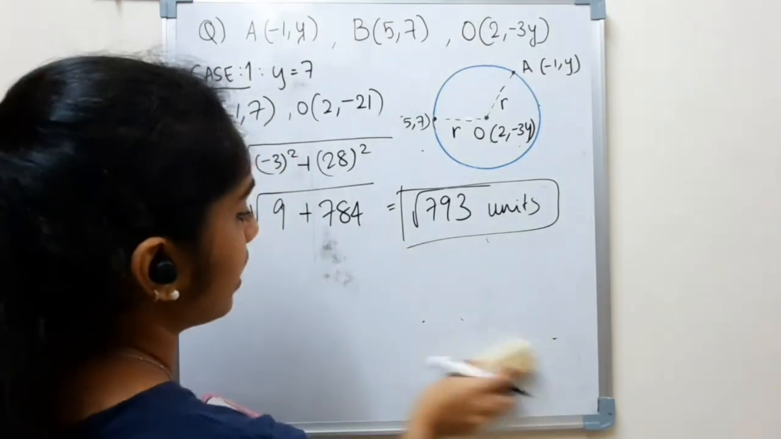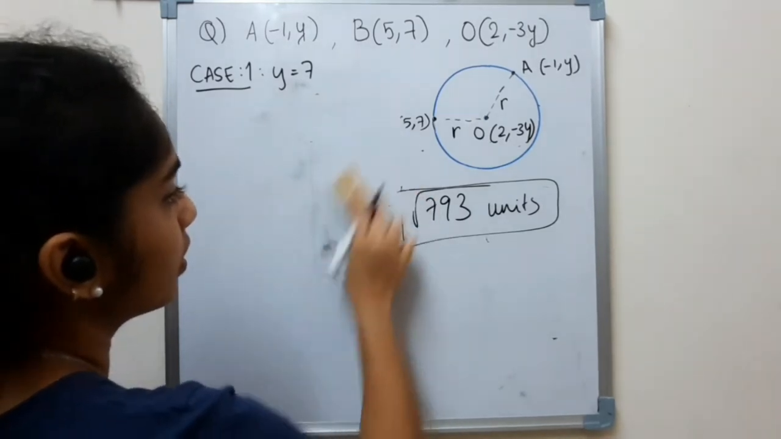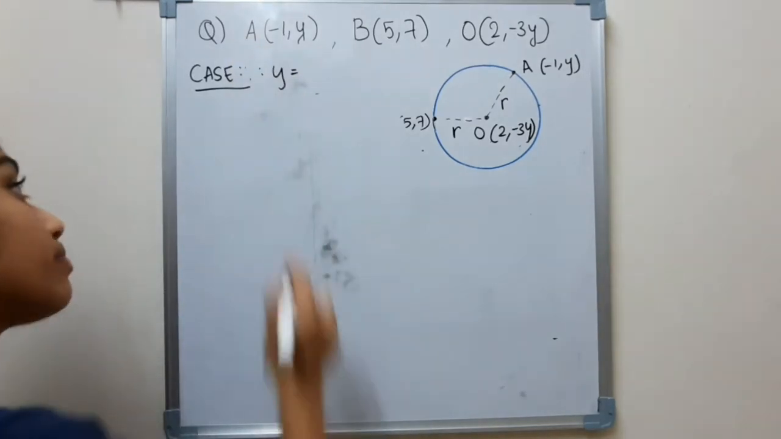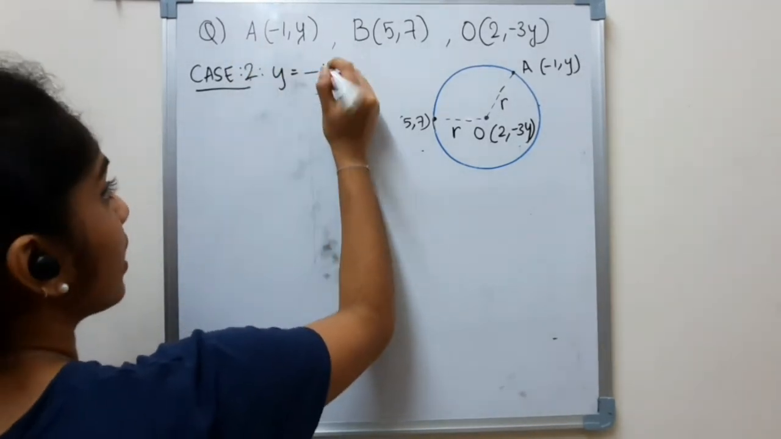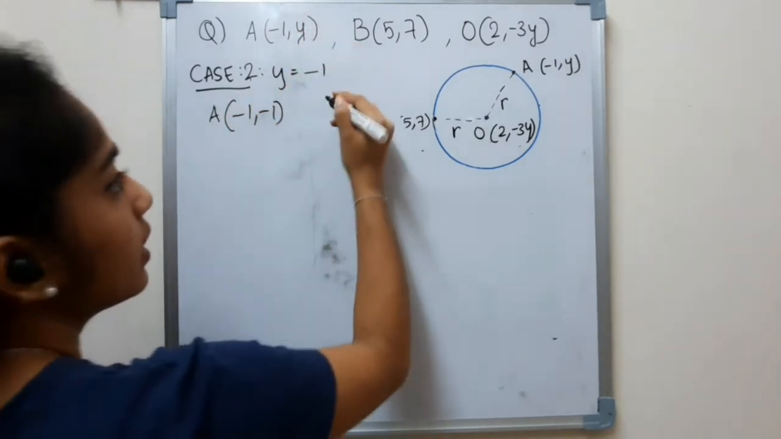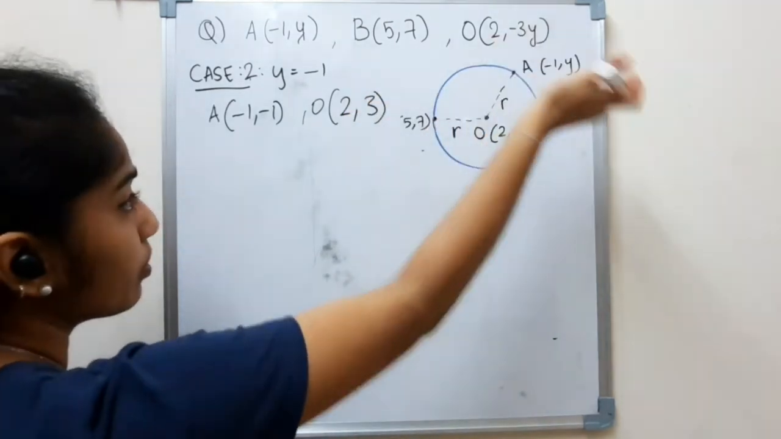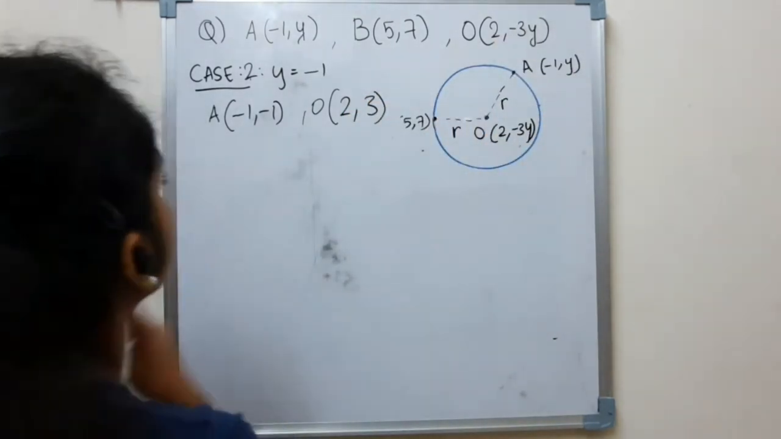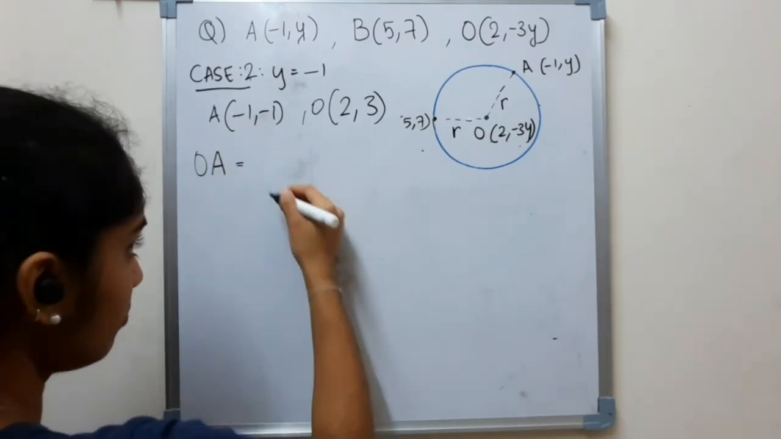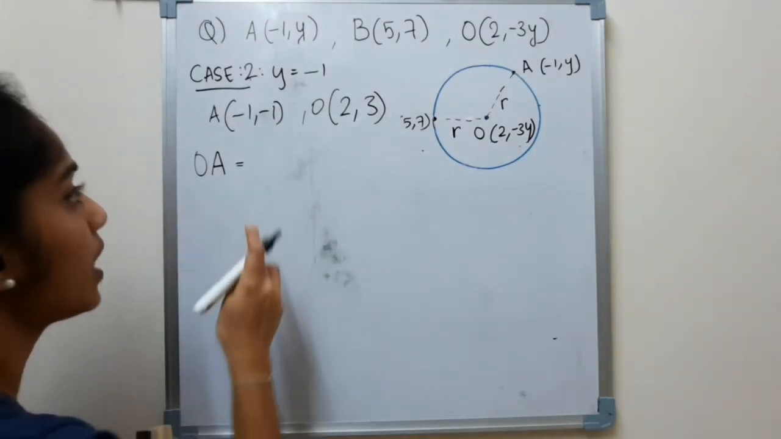Now we'll have case 2. Case 2 is when y is minus 1. So we'll have A as minus 1, 3, and O as 2, 3, because minus 3 into minus 1 is 3. Now again we have the radius OA, or you can also take OB if you want. Here I'm taking OA.